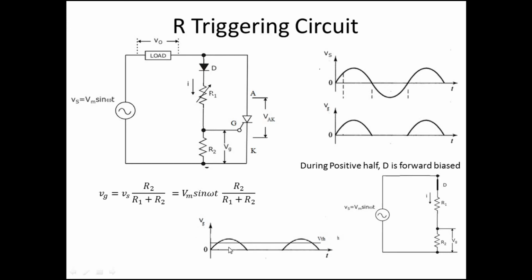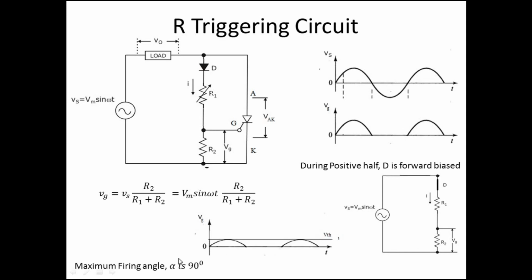See, here it is at this point. If you are increasing, the time will be delayed, again at this point and this point. So the maximum alpha is 90 degree. So this is the working of the R triggering circuit.